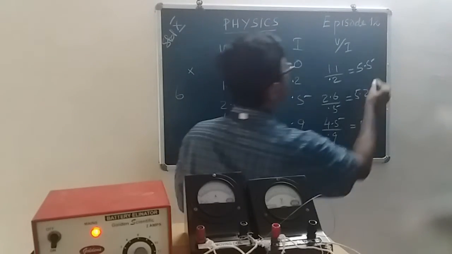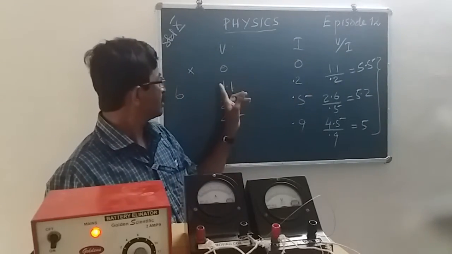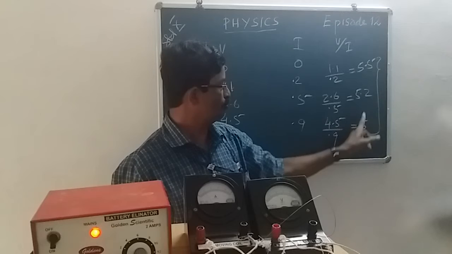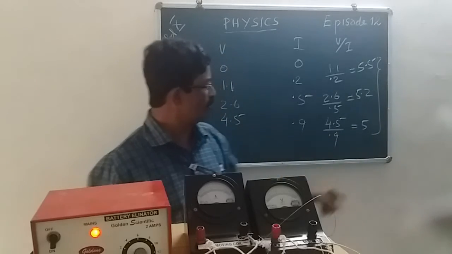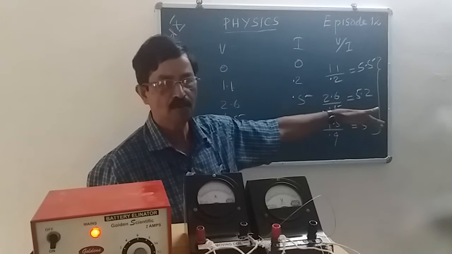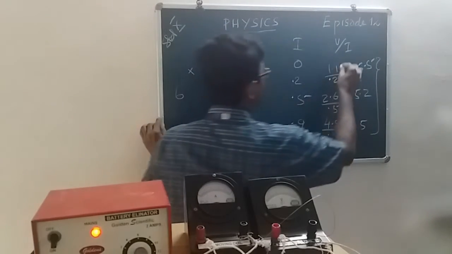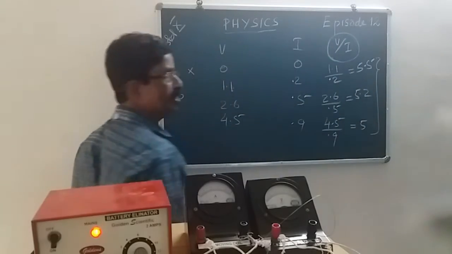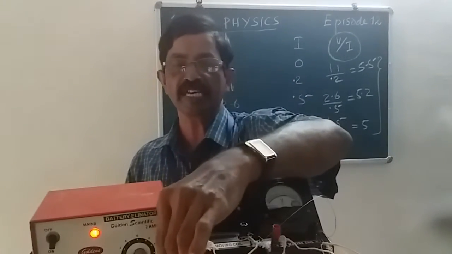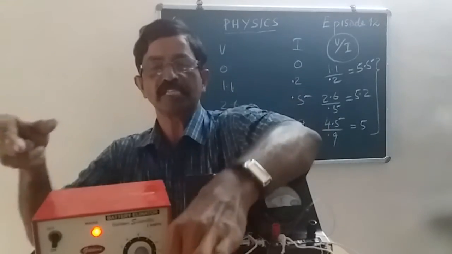What can you observe from these values? When we find this V by I ratio, we get 5.5, 5.2, 5. That means all the values are nearly equal. This shows that the V by I ratio is a constant. After using this key, we want to remove it, otherwise our battery will lose its charge.